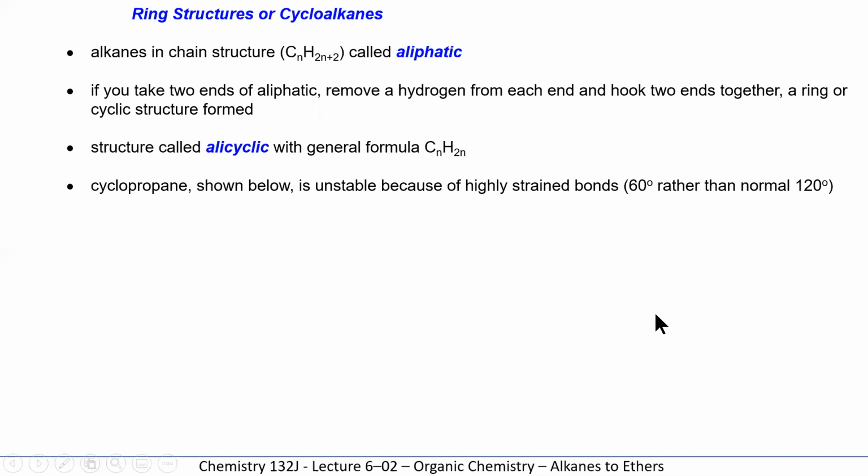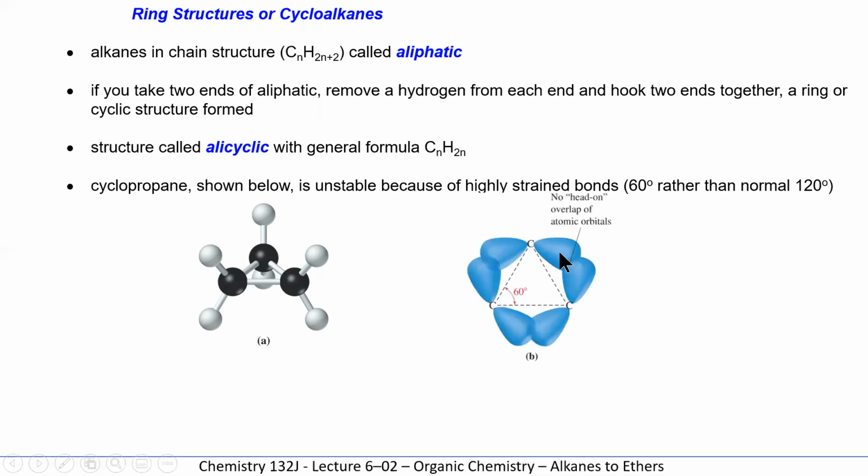So now cyclopropane here is shown. Here we have three carbons, so C3H6. And just to show you, there is little overlap of the atomic orbitals here at 60 degrees rather than the normal 120, which puts significant stress on these bonds. So cyclopropane is rather unstable.